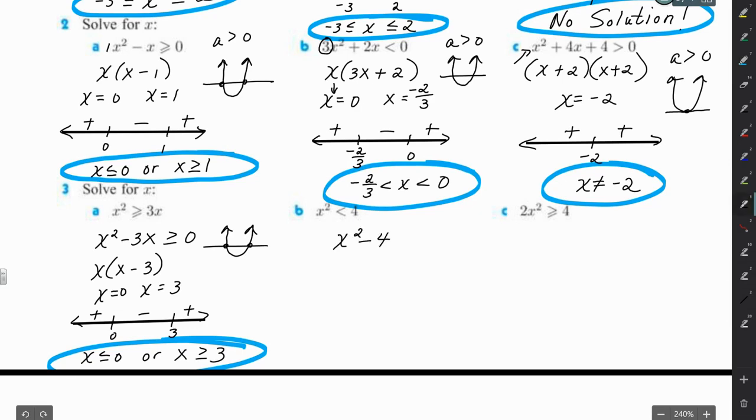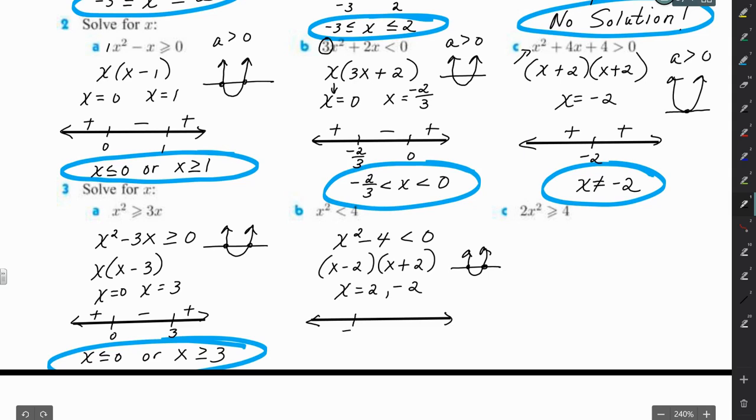x squared minus 4 less than 0. Okay, this factors to x minus 2, x plus 2. That's the difference of 2 squares. So we have a value of x equals 2 and -2. We'll draw our sign diagram. Our value of a is greater than 0. We have 2 intercepts. So we're positive, negative, positive.